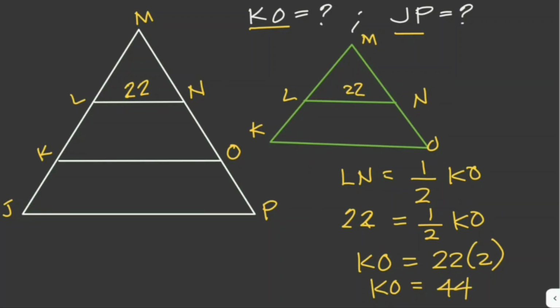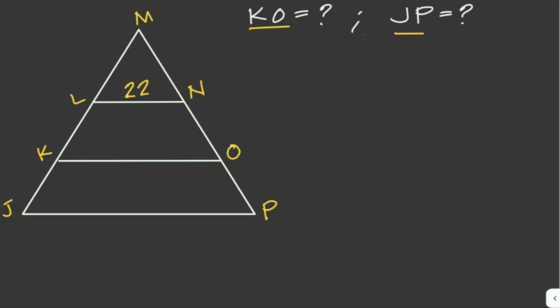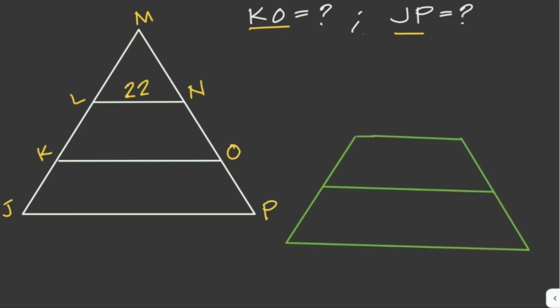And now let's solve for JP. KO here is the mid segment of the trapezoid JLNP. So let's draw that trapezoid. So we have here J, K, L, N, O, P, and we're given LN equals 22, and we got the value of KO, which is 44. And now let's solve for JP.